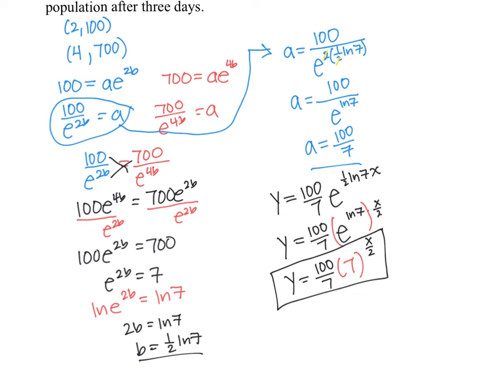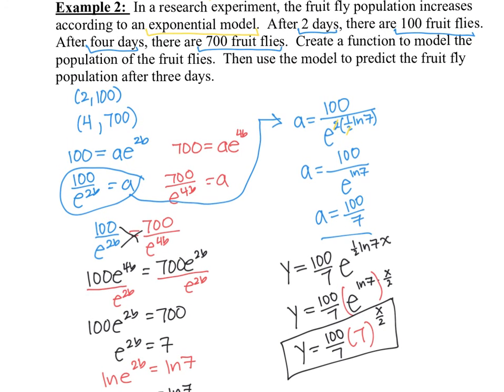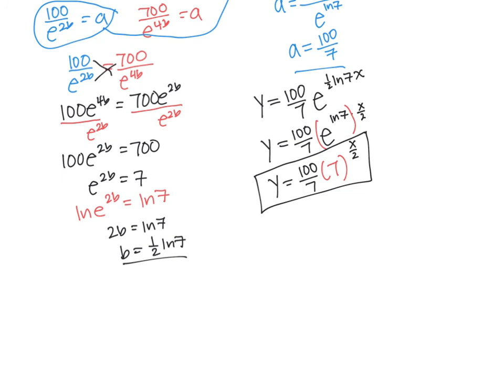Okay, all that work was to get the equation, but let me go back to the question. Create a function to model the population of fruit flies. I did that. Then use the model to predict the fruit fly population after 3 days. Now let me see, are the days the x or the y? 2 days, 100 fruit flies. So the days are the x. So I'm going to plug in 3 days for x. It will not be bad except for the fact that I don't have a calculator.